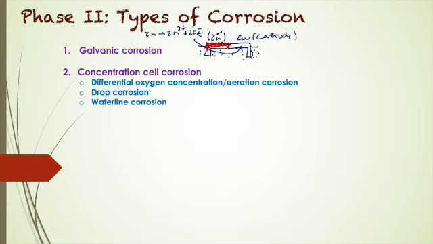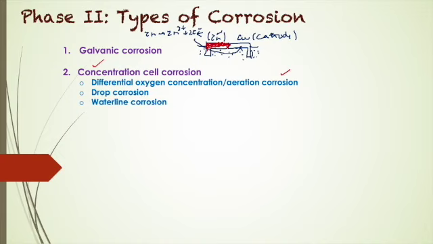Next is concentration cell corrosion. In concentration cell corrosion, two or more areas of the metal surface are in contact with a different concentration of the same electrolyte. So as the name suggests, concentration is playing a role over there. The metal surface is exposed to different concentrations of the environment. Let's see how it goes. Under concentration cell corrosion, we can talk about differential oxygen concentration or aeration concentration. Here the oxygen concentration is different.